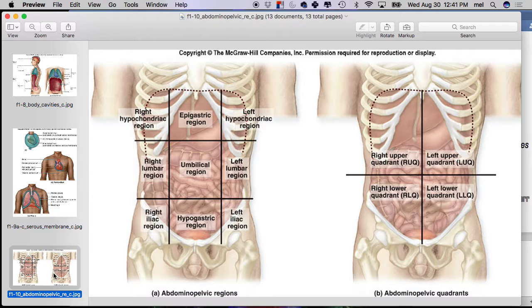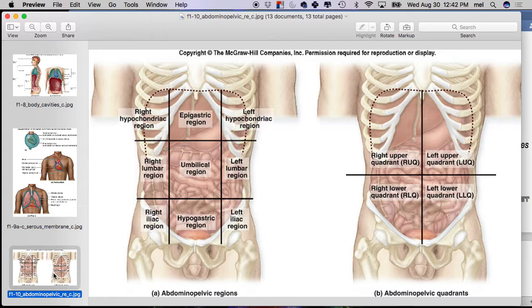You have abdominopelvic quadrants. There are just 4 of those, right? Draw a line from your sternum through your umbilicus down between your pelvic bones, and then draw another line perpendicular to it across your umbilicus, and it gives you quadrants, right? So you need to know examples of organs that are found in each of the quadrants, okay?